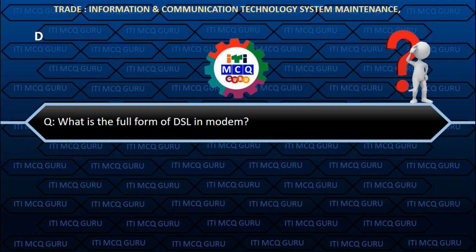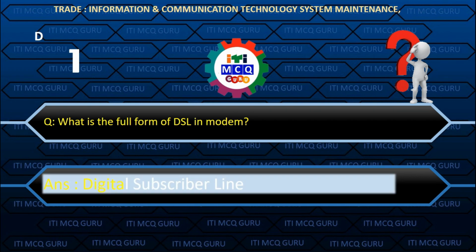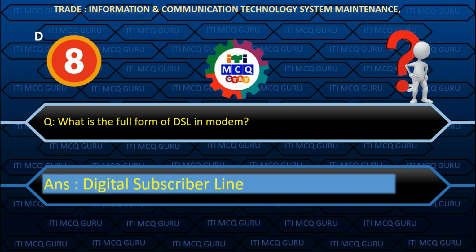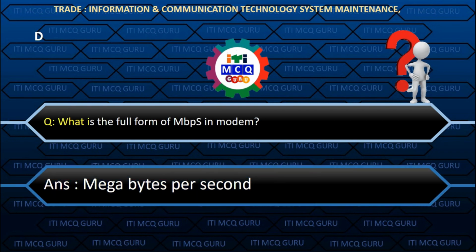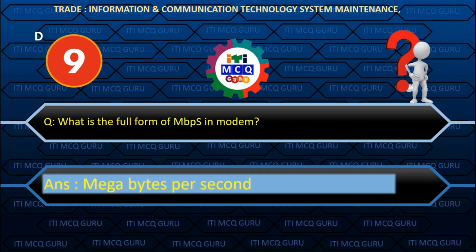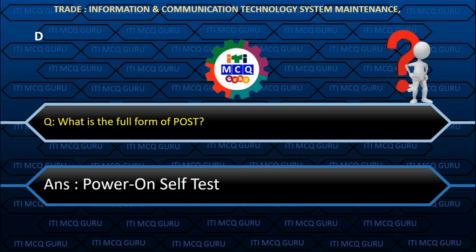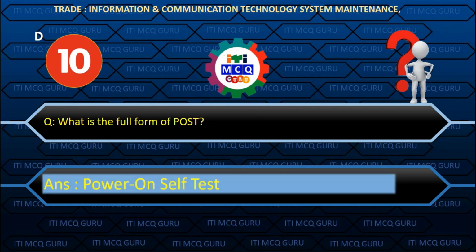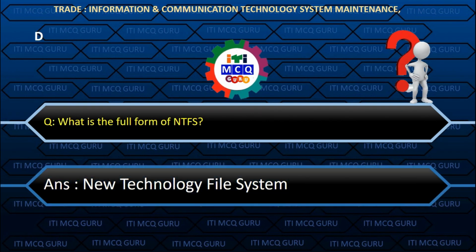What is the full form of DSL in modem? Answer is Digital Subscriber Line. What is the full form of Mbps in modem? Answer is Megabyte per second. What is the full form of POST? Answer is Power on Self Test. What is the full form of NTFS? Answer is New Technology File System.